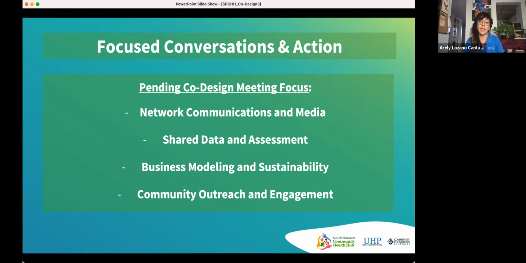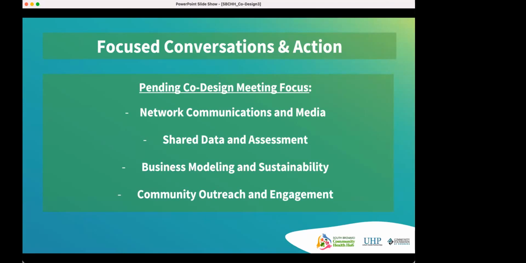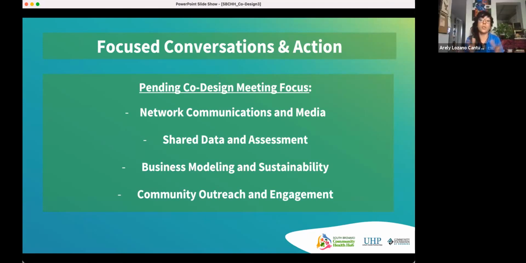Similarly, with shared data and assessment, how can we work together to collect data that is going to help us all support and go for bigger, bolder efforts together? These are ways in which we can update and co-design new ways of sharing data, like the maps, and make that more community accessible, because like Anthony and Mimi shared, accessibility in terms of virtual is also a big piece. That also goes in line with community outreach and engagement.